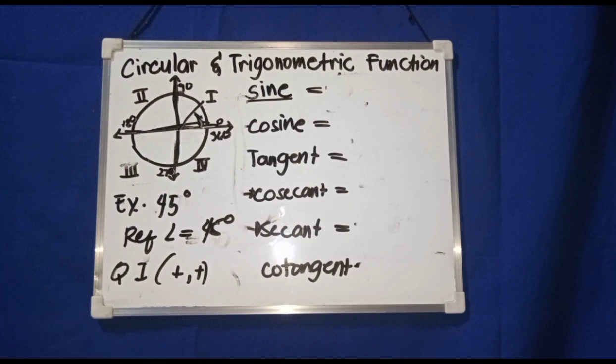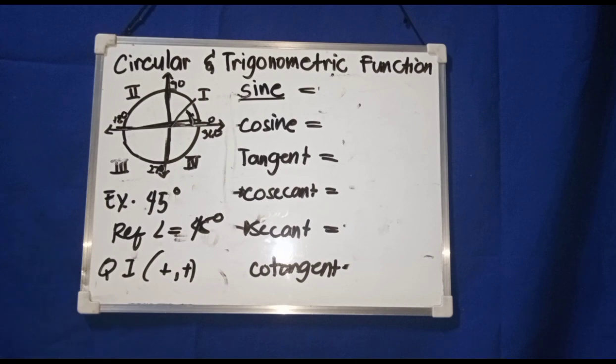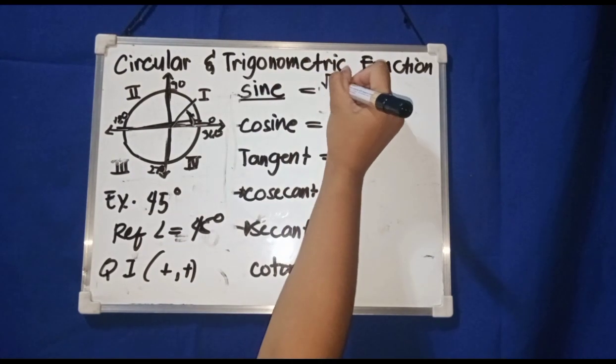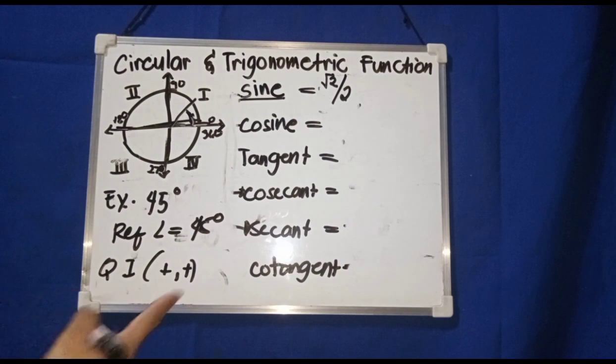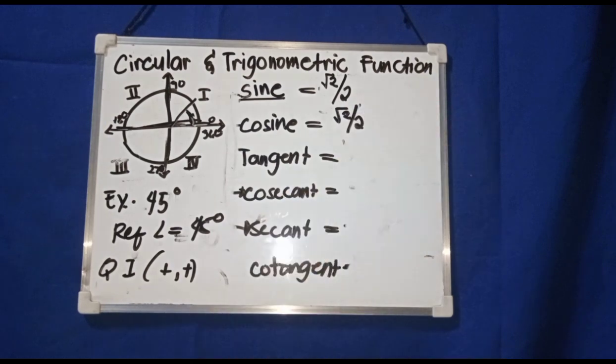So sine of 45 degrees, if you have a calculator, it can be easily solved, but you can also memorize the 6 trigonometric functions and the special angles. So sine of 45 degrees is square root of 2 over 2. Since it is positive, so positive. Then cosine of 45 degrees is also square root of 2 over 2.